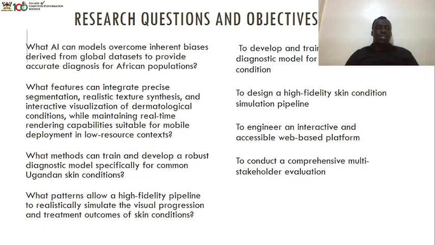And the research questions and objectives. We had a lot of research questions and objectives, of which a few of these I will mention here. Like, for example, can AI models overcome inherent biases derived from global data sets to provide accurate diagnosis for African populations. And then here the objective is to develop and train a robust diagnostic model for Ugandan skin conditions. And as we can see, among other objectives is to develop a high fidelity skin condition simulation pipeline, and then to also engineer an interactive and accessible web-based platform, among others.